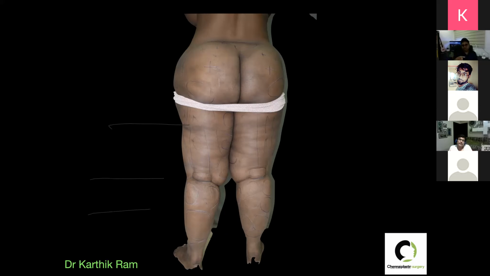If you see the thighs, I wrote NO in the middle of the thigh. I drew two lines and wrote NO. Why did I make that mark? In any limb liposuction, if you do circumferential liposuction, the distal edema will be more. So you have to leave a strip of area where you should not do liposuction. Only then will the distal edema be less. Even in the arms or any extremities, you have to leave a strip of skin. Otherwise, the distal edema will be more.